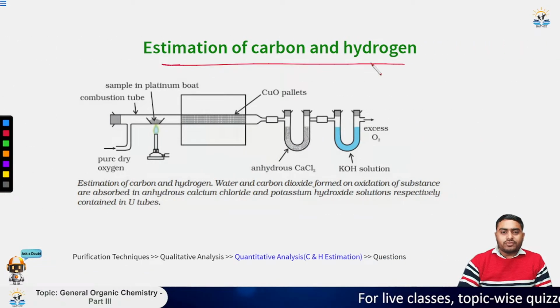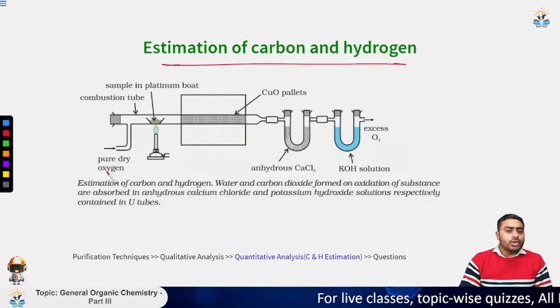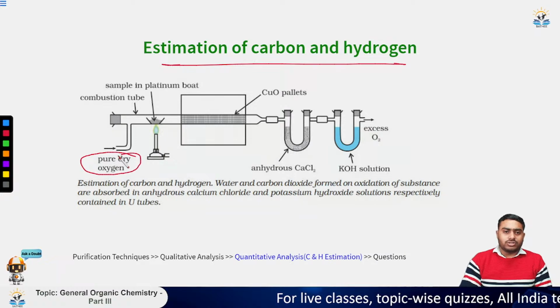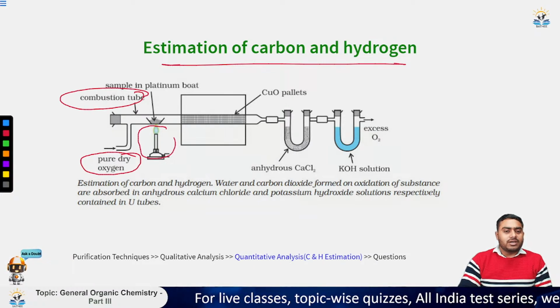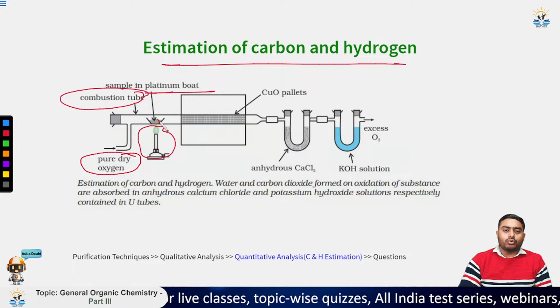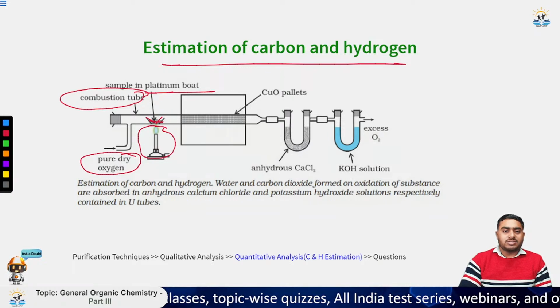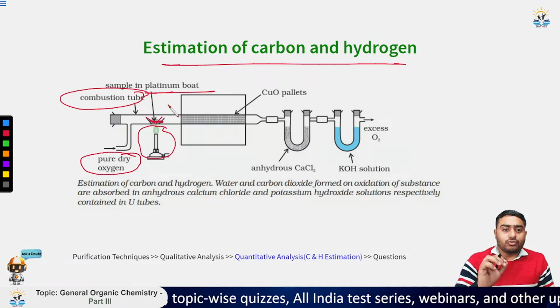You can see the estimation of carbon and hydrogen diagram. This is the pure dry oxygen. This is the combustion tube, and this is the burner. Sample in platinum boat: this is the platinum boat, and inside this platinum boat we have the sample.